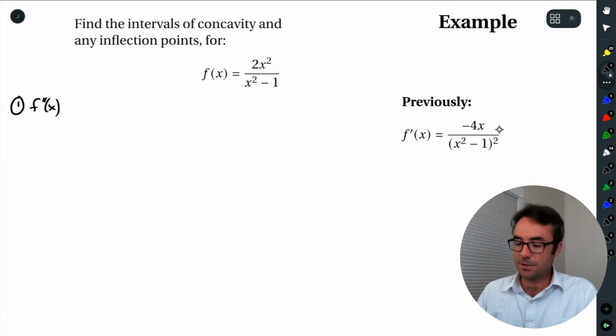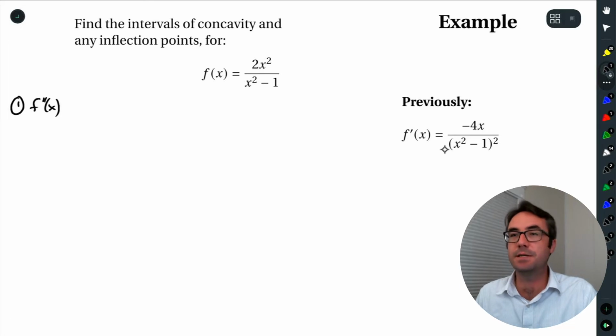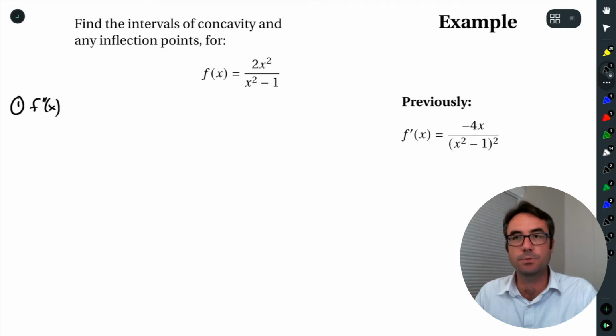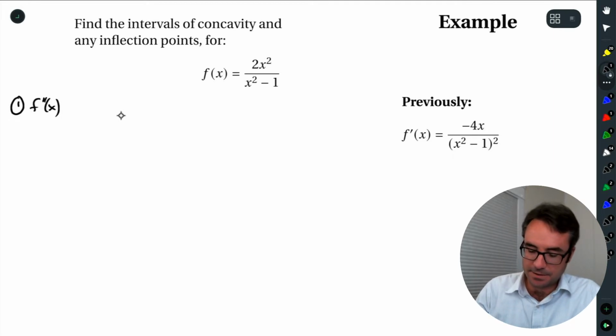It took a little bit to get this first derivative. It's going to take even more work to get the second derivative. So we're just going to use this result that we previously did to get our second derivative. And when we look at this, this is another fraction. There's x terms on both the top and the bottom. So we're going to do quotient rule again. So let's set this up.